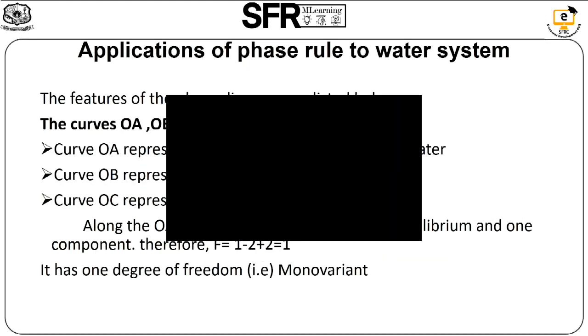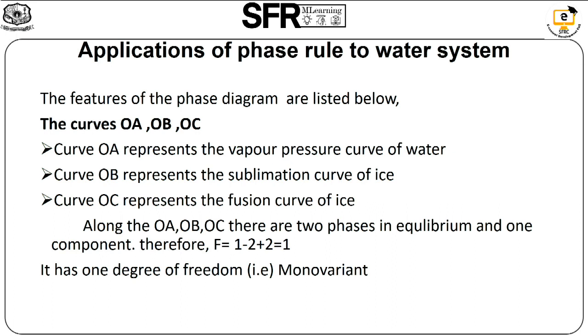The features of the phase diagram are listed below. The curves OA, OB, OC. As I already told, curve OA represents the vapor pressure curve of water. Curve OB represents the sublimation curve of ice. Curve OC represents the fusion curve of ice. Along OA, OB, OC, there are two phases in equilibrium and one component. Therefore, F = 1 - 2 + 2 = 1. It has one degree of freedom, that is, monovariant.